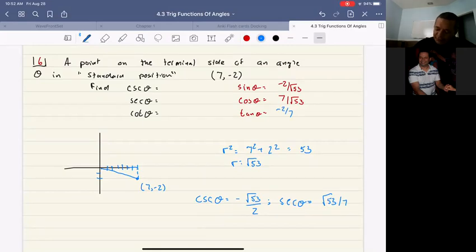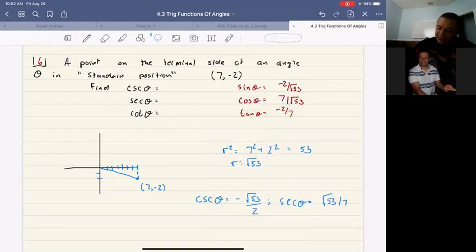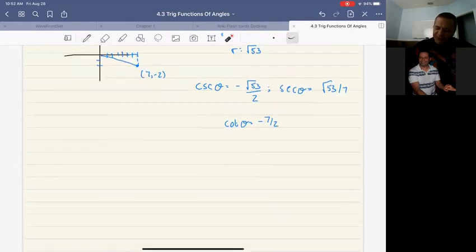Oop, I wanted to do that in a different color. Okay, so then cotangent of theta is just the reciprocal of that. Okay, don't forget if you have to do this, I would need to rationalize those, so multiply by root 53 over root 53. Done that a couple times, so I'll leave that to you guys to do. Okay, let's do another one.